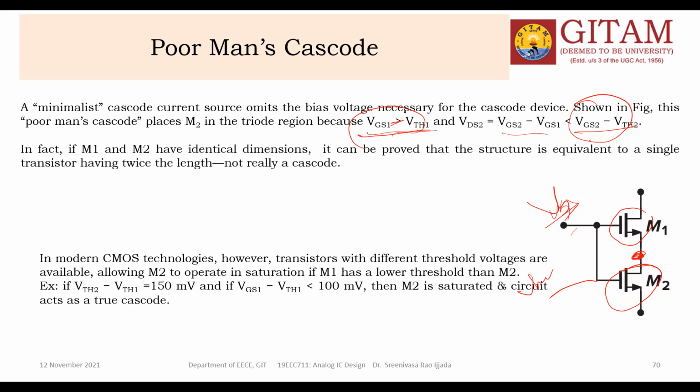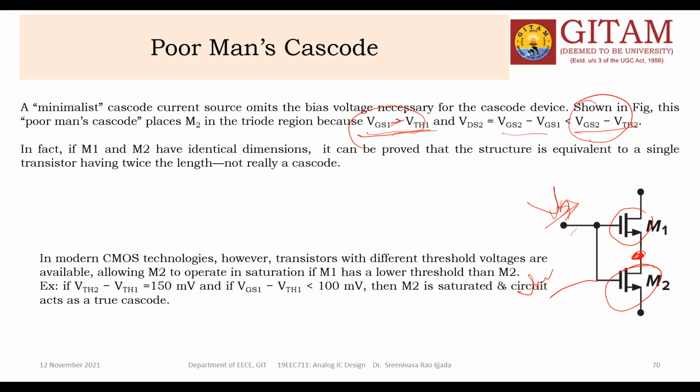In modern CMOS technologies, however, transistors with different threshold voltages are available. If you take a particular process, meaning a 180 nanometer process or a 90 nanometer process, from a fabrication company like TSMC, SCL, or Tower Jazz, and check their library, we can have different transistors with different thresholds.